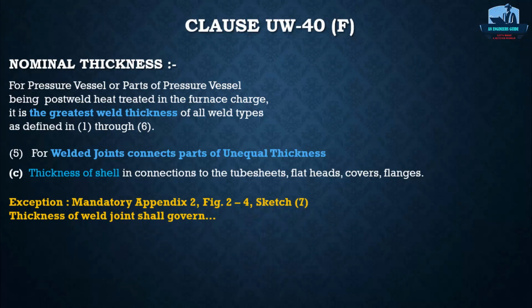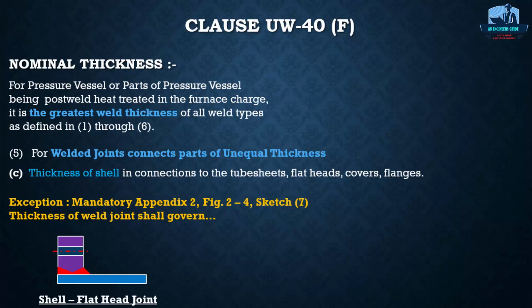But there are some exceptions. It specifically says that for sketch C in Mandatory Appendix 2, Figure 2-4, the thickness of the weld shall govern. Here we can see the thickness of the weld is along the flange thickness, so in such a case the thickness of the flange or thickness of the weld will be the nominal thickness. So we have to always consider the thickness of the weld for nominal calculations. This is all about point number 5c.